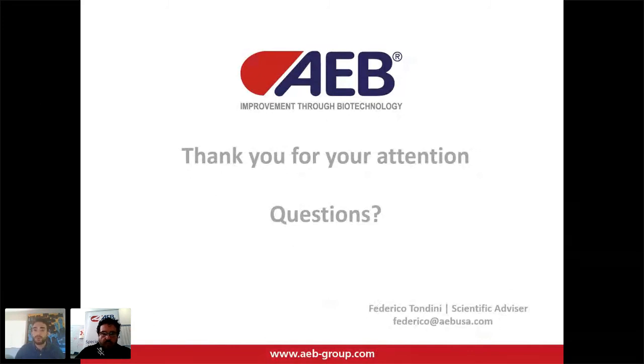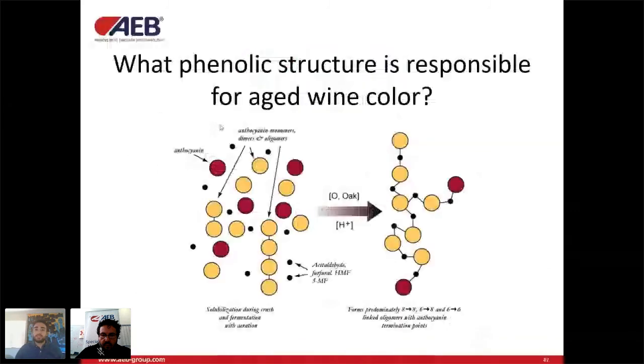So first question was, what phenolic compound is responsible for aged wine color? And you answer copigmented anthocyanin. However, the right answer is polymeric anthocyanin. Free anthocyanin and copigmented anthocyanin are responsible for young wine color.